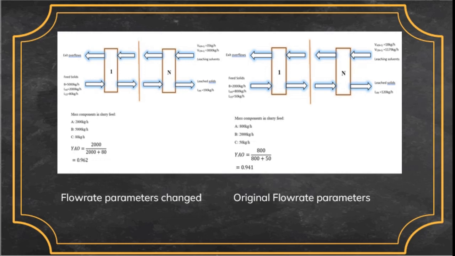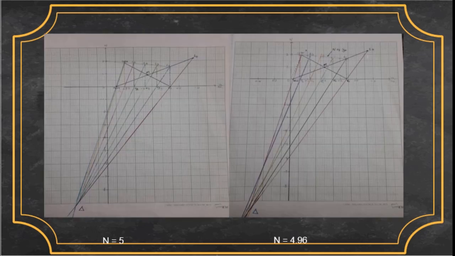So, here we have two different figures. The first figure at the left is the one with changes in its flow rate and its feed composition. We can see that from the leaching solvent and the feed solids. So here are the two graphs to illustrate the parameter changes that affect the equilibrium stages. For the first graph at the left, we can see that n is equal to 5, which is what happens when the parameters change, while the second one at the right is the original one, which is n equal to 4.96.